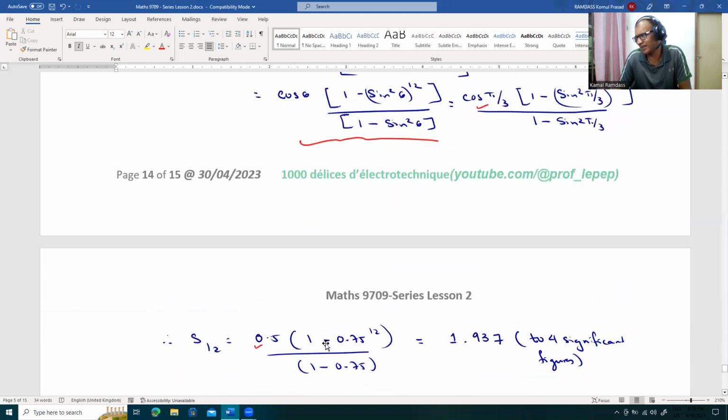Ah bien, 0.5 times 1 minus 0.75 à la puissance de 12, divisé par 1 minus 0.75. Bon, ça donne 1.937, correct to 4 significant figures.